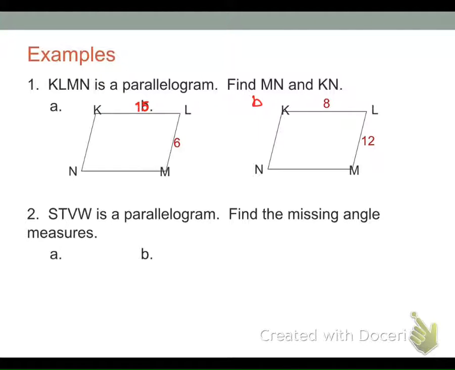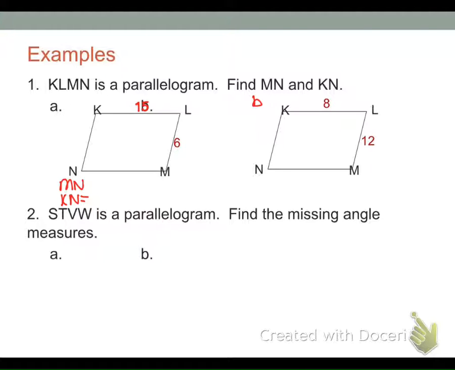So when we look here, we have to find the length of MN and KN. So we have MN and KN. So we know if these are parallelograms, what do we know about opposite sides? They are congruent. So we see that the side opposite of KN is what side length?